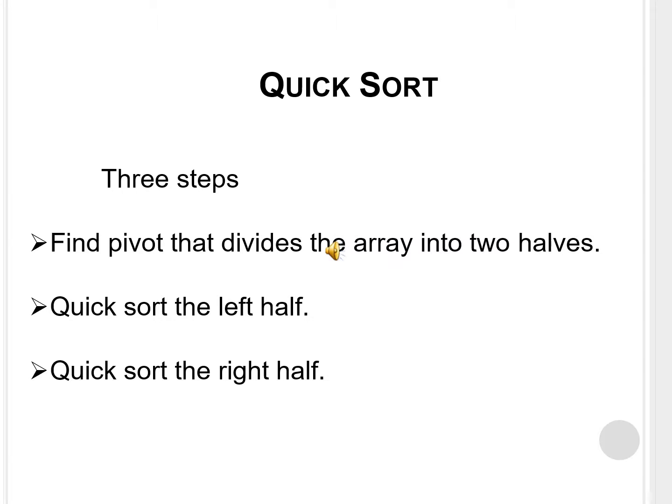There are three steps involved in quick sort. First, find the pivot element that divides the array into two halves. Second, quick sort the left half, and third, quick sort the right half of the array.